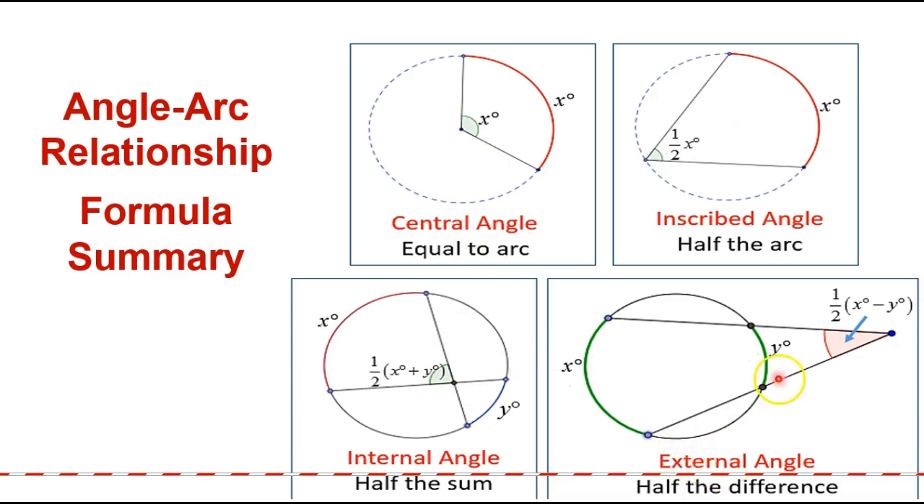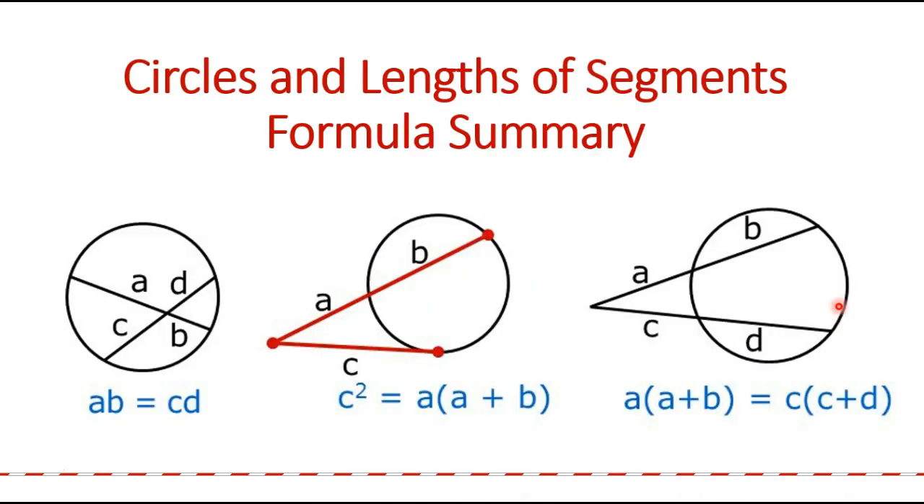Now, an external angle is when the angle is formed outside the circle. So it's going to be enclosed by two arcs. One major arc, which is on the circle where the endpoints of the two line segments or two rays that form the angle are. And then the smaller arc that is closer to the angle. So you find the difference, the big one minus the smaller one, and take 1/2 of that difference. Okay? So, quick summary.